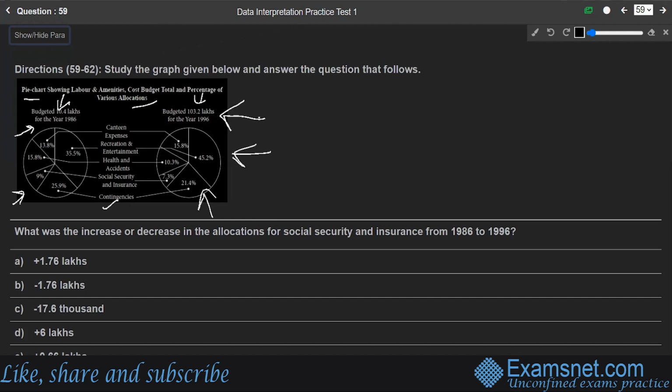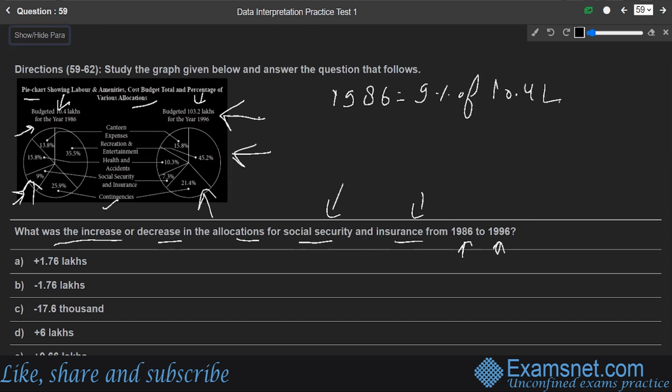Okay, let us see the question then. What was the increase or decrease in the allocation for social security and insurance from 1986 to 1996? We have to see whether there is an increase or decrease in the social security and insurance component from 86 to 96. So let us see the social security and insurance in 1986, that is 9%. In 1986 that value is 9% of how much? 10.4 lakhs. This is the first value.